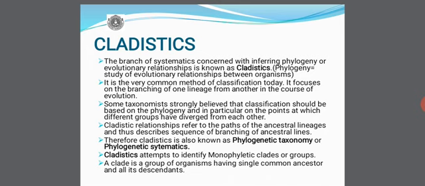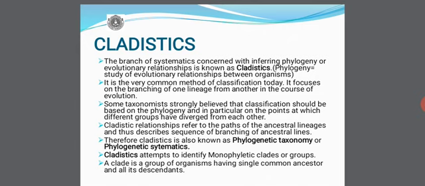Now coming to cladistics, the branch of systematics concerned with inferring phylogeny or evolutionary relationships is known as cladistics. Phylogeny means the study of evolutionary relationships between organisms. It is a very common method of classification today. It focuses on the branching of one lineage from another in the course of evolution.